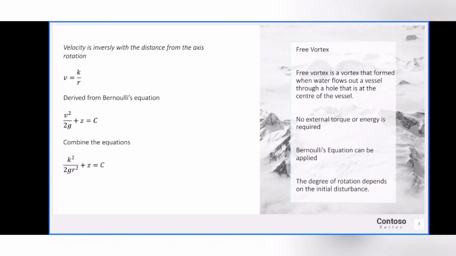Thus, we get the equation V equals K over R. Derived from the Bernoulli equation, we get V squared over 2g plus Z equals C. Combining the equations, we get K squared over 2gR squared plus Z equals C. And from this equation, we can get the height of the surface of the vortex that we want from the base of the vessel.